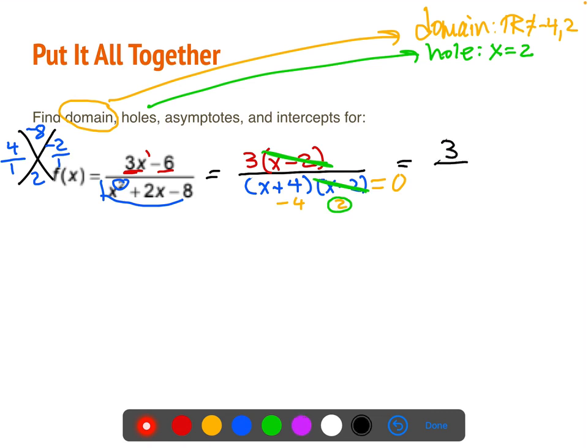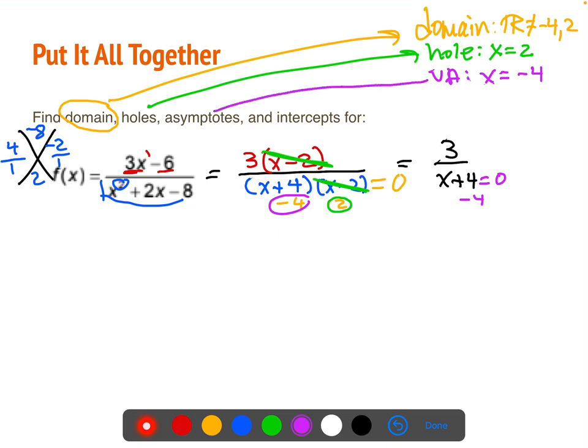And then I might as well find that vertical asymptote while I'm at it. The VA, after you've canceled, you now have 3 over x plus 4 left. So your VA, you set the denominator equal to 0. Well, we've already done that. That's -4. So my vertical asymptote is at x equals -4. That's the little up and down invisible line.